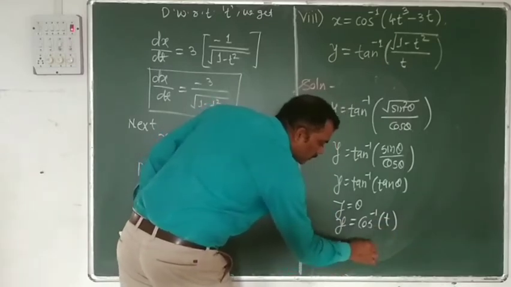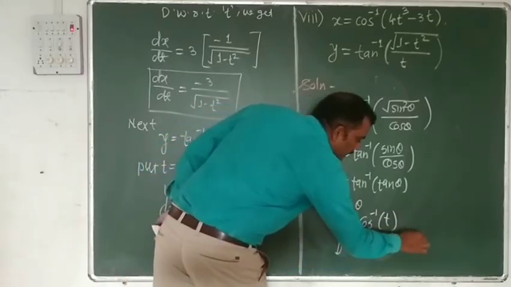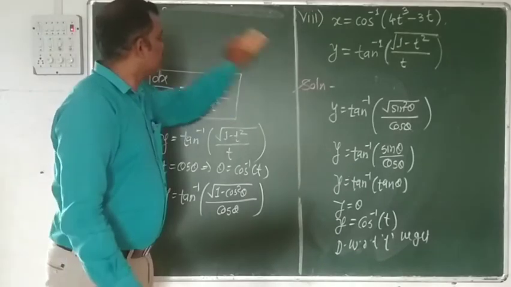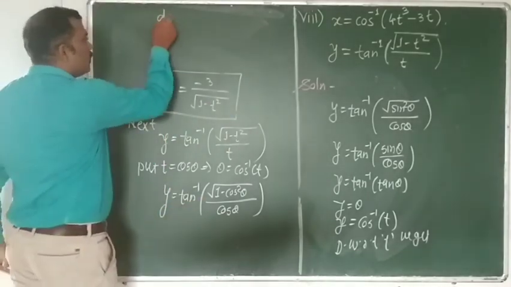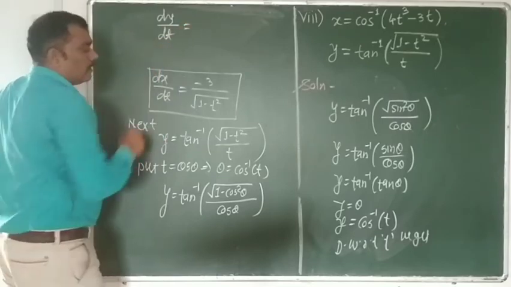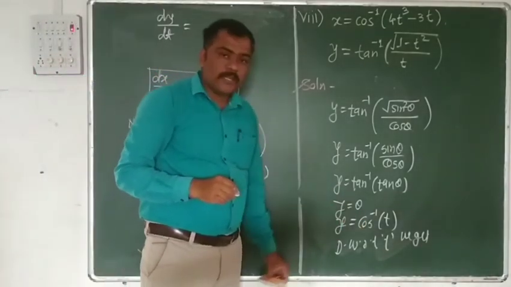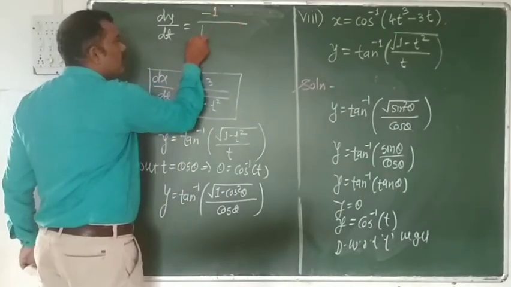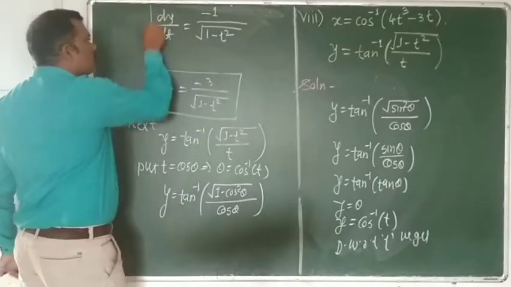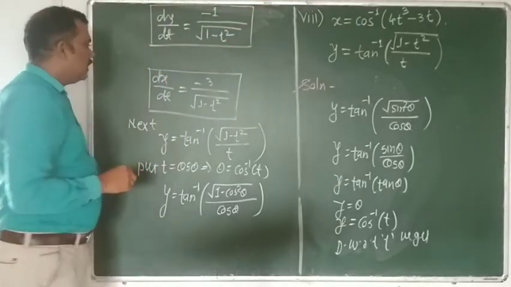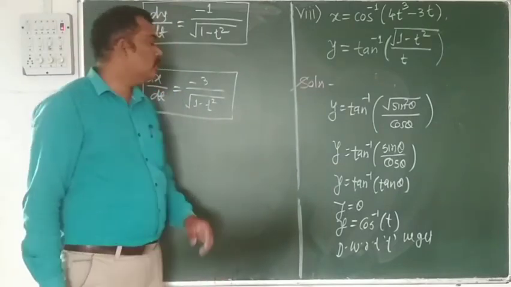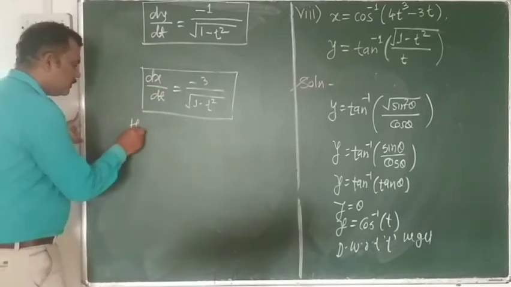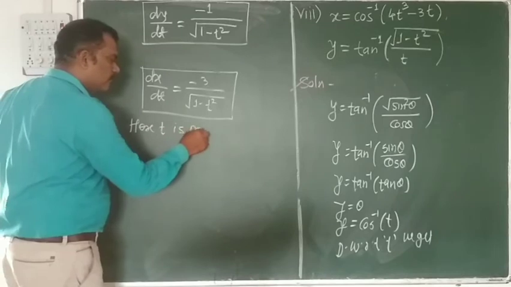Now we differentiate with respect to t. We get dy by dt is equal to the derivative of cos inverse of t, which is minus 1 upon the square root of 1 minus t square. This is the required value of dy by dt. Here we require both the values of dy by dt and dx by dt, so we keep it as it is. Here t is a parameter.